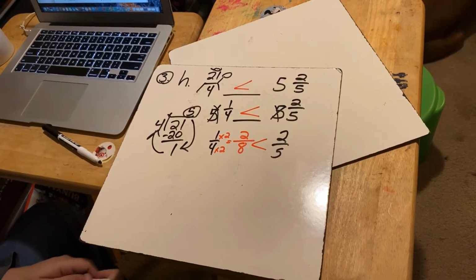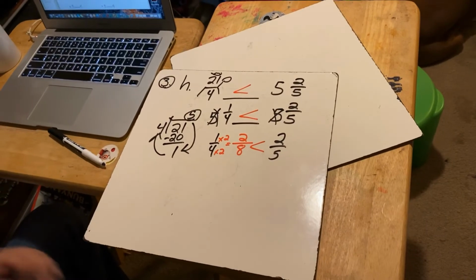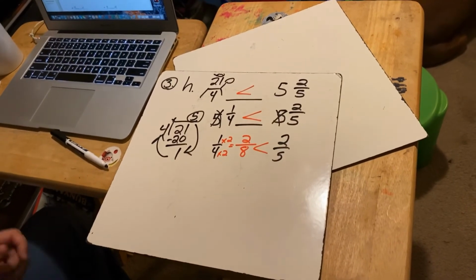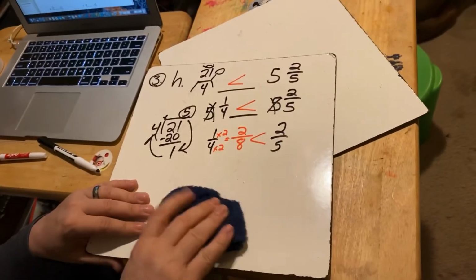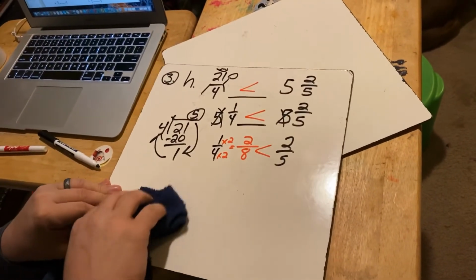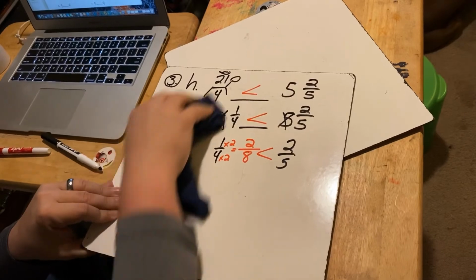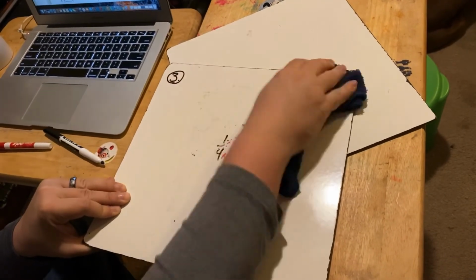There's just so many ways, and sometimes you have to do some kind of moving around and converting in order to get to two fractions you can easily compare. All right, let's go ahead and erase H. We've got one more to do.